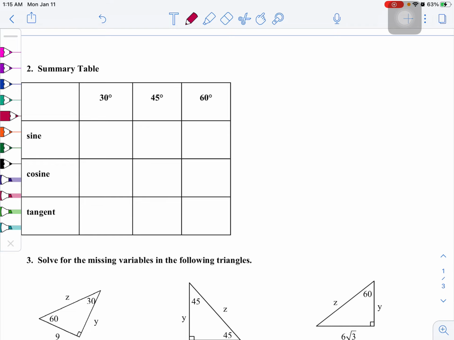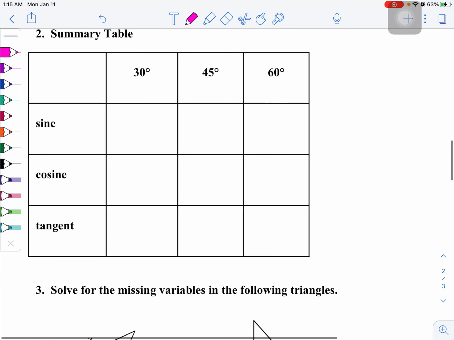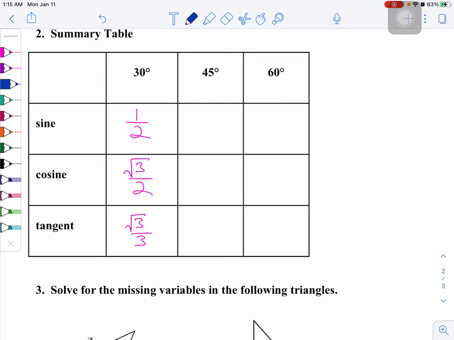So in this last video for the special right triangles, I'm going to run through page 2, which starts off with something called a summary table. So basically, if we look at what we just found in the last video, we know that the sine of 30 is 1/2. The cosine of 30 is root 3 over 2, and the tangent of 30 is root 3 over 3.